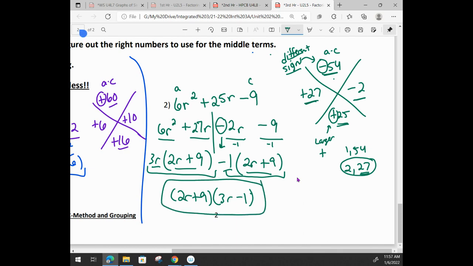All right, so you are ready for your assignment. It is in Math Excel. If you have not finished the Delta Math assignment, make sure you get that one done. And then the rest of the hour, you can work on the other one.